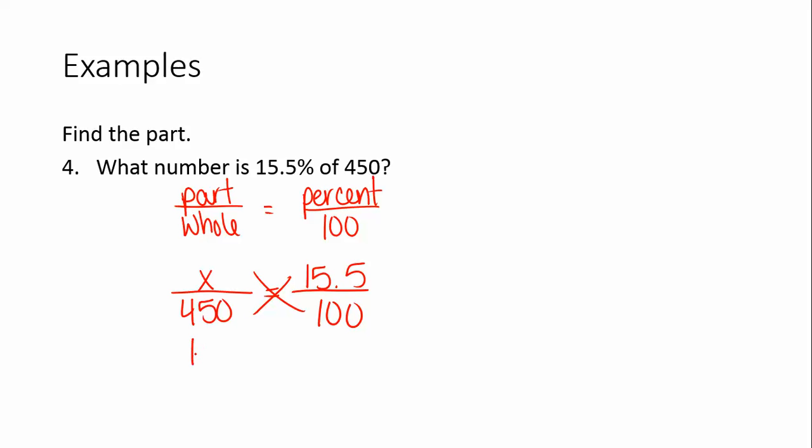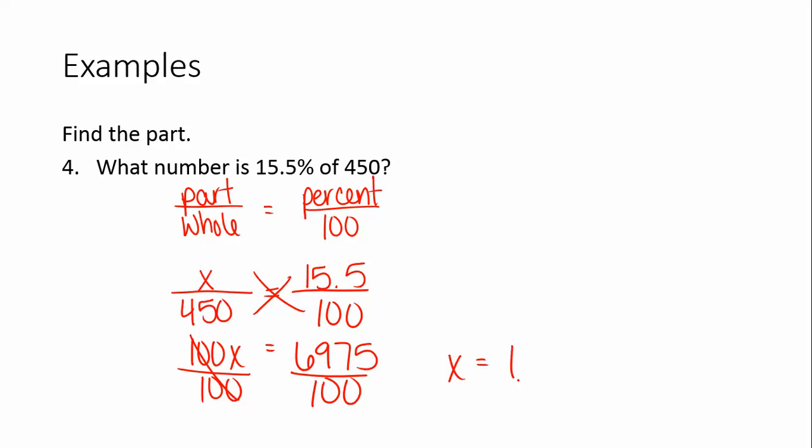So again, we want to cross multiply. 100x equals 450 times 15.5, which is 6,975. Divide both sides by 100. And we get that x equals 69.75. So that means that 69.75 is 15.5% of 450.